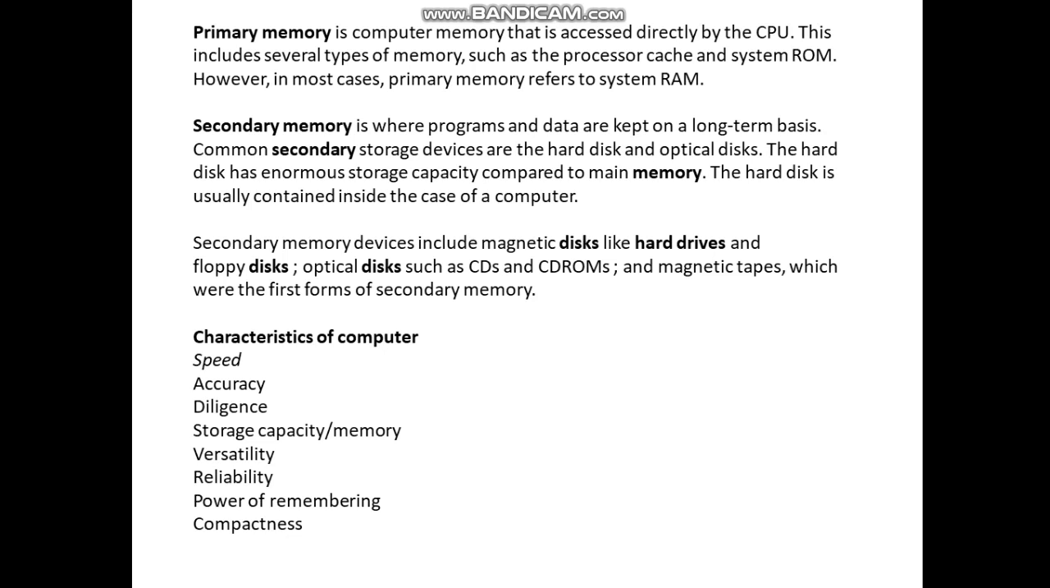Accuracy. Computers give you accurate and consistent results if the input provided to them is accurate and reliable. Inaccurate input will produce incorrect results. Reliability and diligence. It is built with integrated circuits and is more reliable. Failure rate is low as they do not get tired or bored and thus are suitable to handle repetitive tasks.